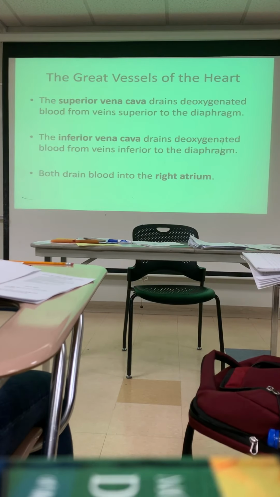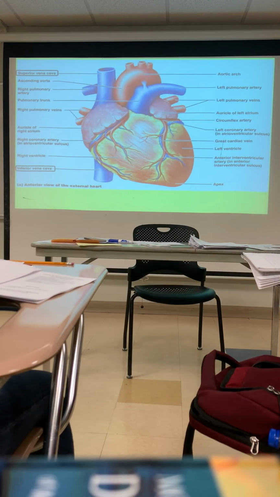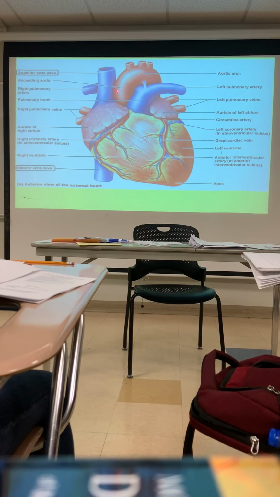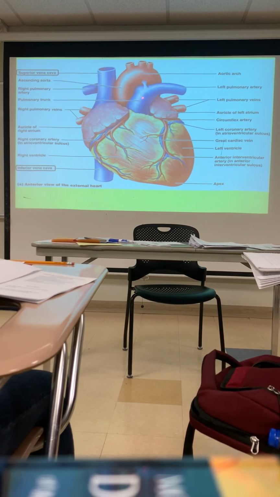Okay? So you have that. So superior drains the deoxygenated blood from above the diaphragm, inferior to the right atrium. So this big vessel is superior vena cava. This vessel here, inferior vena cava. So this vessel here is pulmonary trunk going to the lungs, and it will divide into two, right and left pulmonary arteries. And then this one is your aorta coming from your left ventricle. So this is deoxygenated, and this one is deoxygenated, going to the lungs.